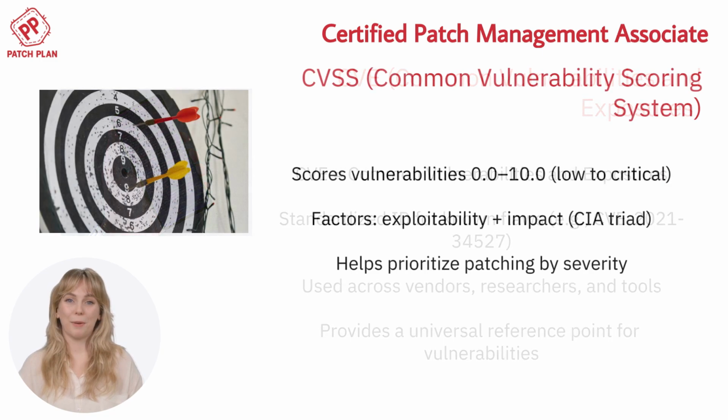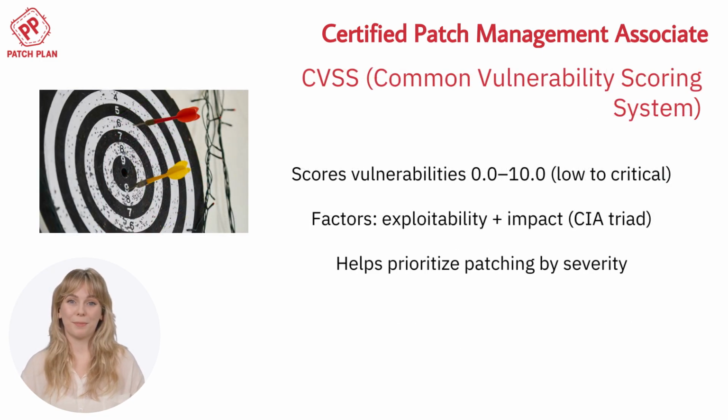CVSS stands for Common Vulnerability Scoring System. It's an open standard used to measure the severity of security vulnerabilities. CVSS assigns a numerical score from 0.0 to 10.0, with higher scores representing more severe risks. These scores are often grouped into categories: low, medium, high, and critical.